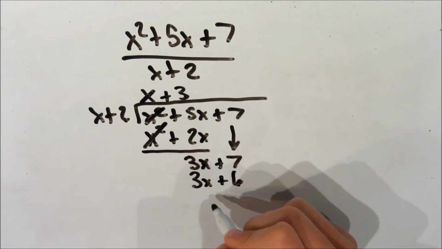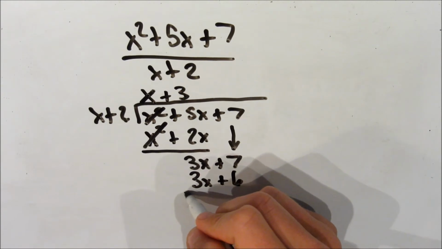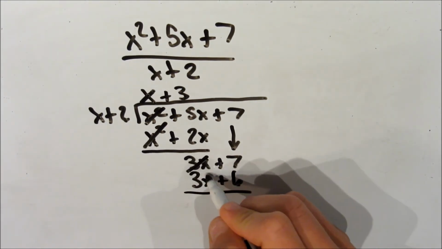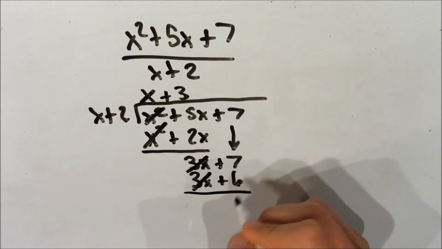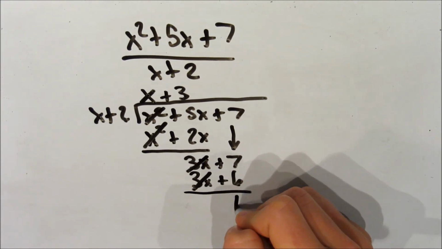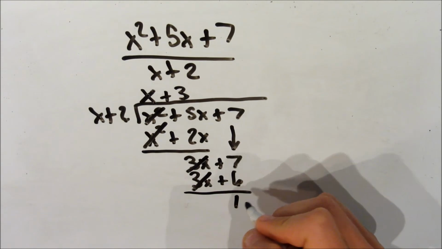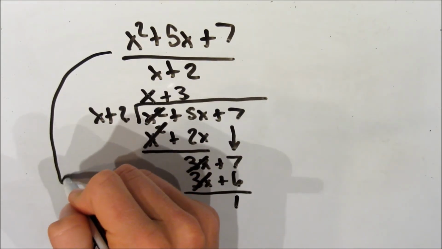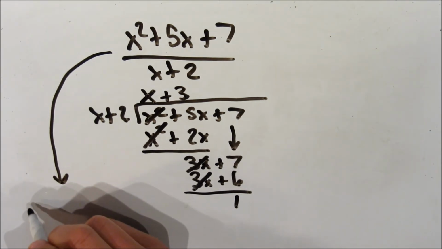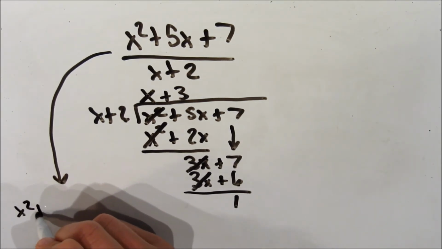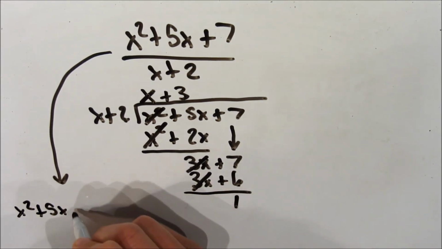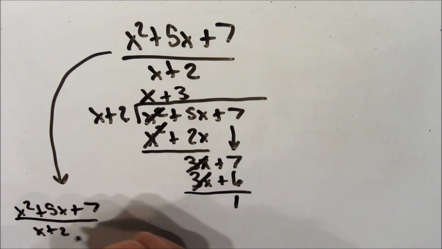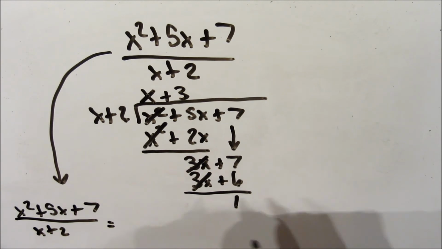So 3x minus 3x, that would be giving you 0, of course. And then the 7 minus the 6, that would leave you with 1. And we know that that 1 represents our remainder. So what does this actually mean? This means that x squared plus 5x plus 7 divided by x plus 2 gives you the number on top, so the x plus 3, only there's a remainder of 1.